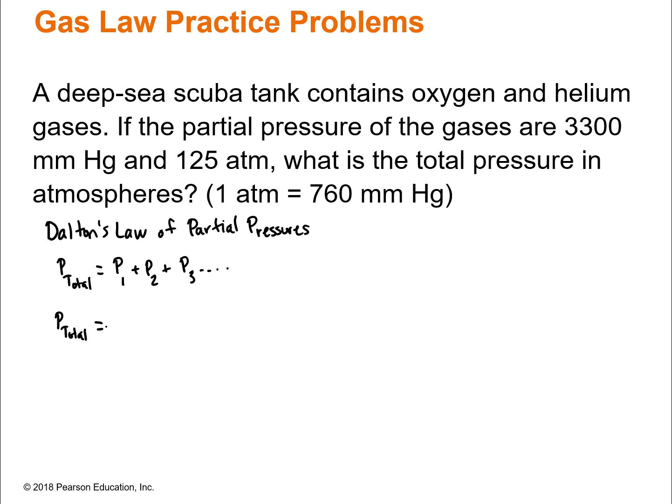Here, we've got two gases. We've got oxygen and helium. But we can't just add them straight up because we've got millimeters of mercury and atmospheres. The question is asking for the total pressure in atmospheres, so it makes more sense to take the 3,300 millimeters of mercury and convert that to atmospheres before we try to add. So that's the key to this problem, realizing that you've got two different units that you need to do something with.